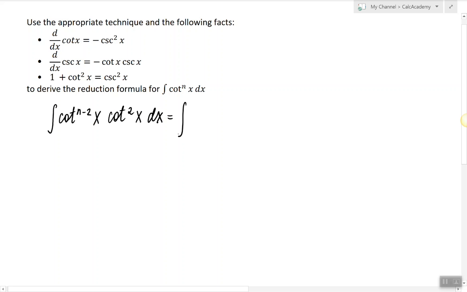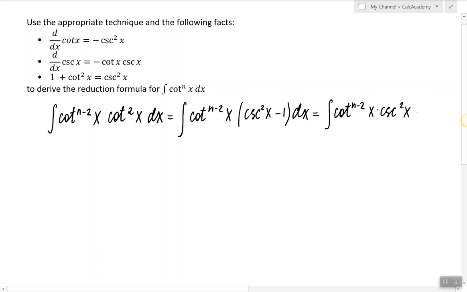Then we use the trigonometric identity, and instead of cotangent squared, we write cosecant squared x minus 1. This allows us to split the integral into two. So we have the integral of cotangent to the power n minus 2 x times cosecant squared x dx, minus the integral of cotangent to the power n minus 2 x dx.